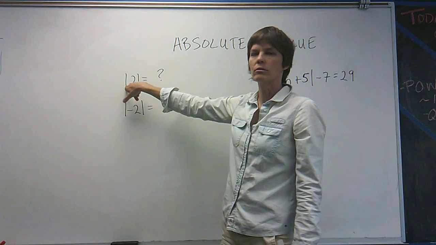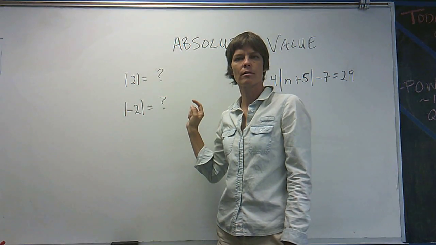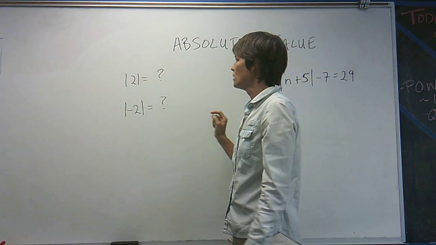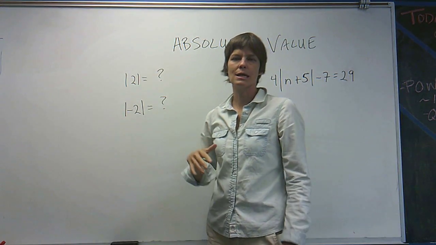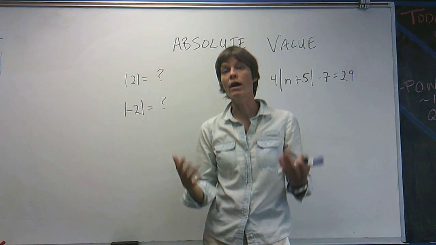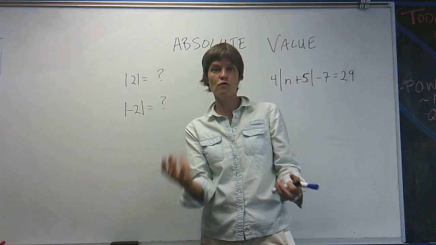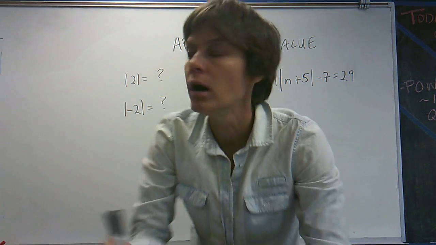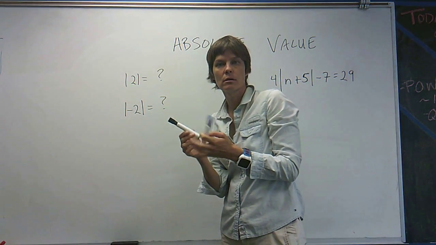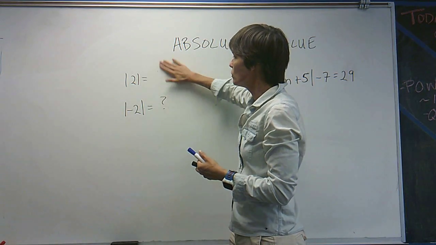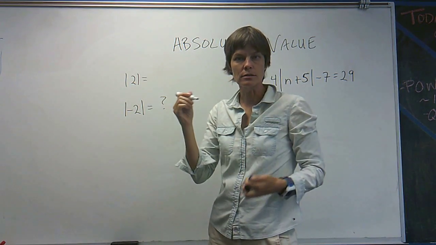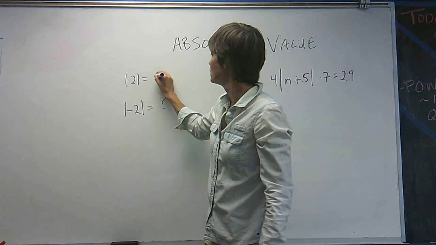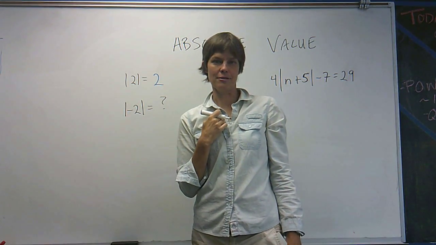This is our symbol. We put bars around the number, okay? So if bars are around the number, what we're saying is, I want to know the actual, tangible value, whether I own them or you own them, of these markers. So the absolute value of 2 is 1, 2. I have them.